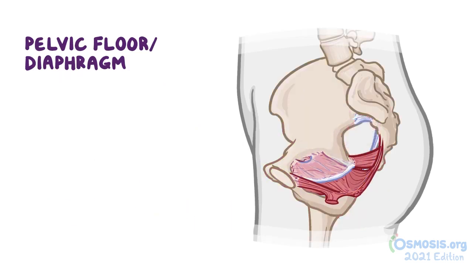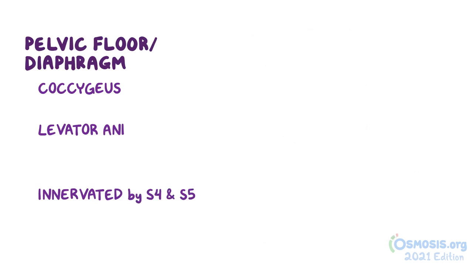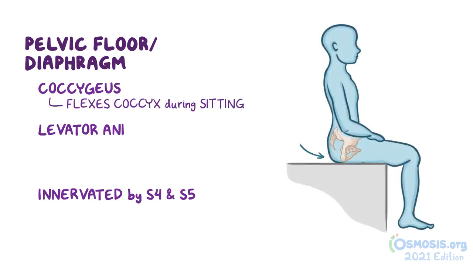The muscles that form the pelvic diaphragm are the coccygeus and the levator ani. The coccygeus are triangular muscles that run from the ischial spine to the lateral surfaces of the sacrum and coccyx. These muscles are innervated by branches of spinal nerves S4 and S5, and each coccygeus muscle flexes the coccyx anteriorly, helping it bear the body weight while sitting.